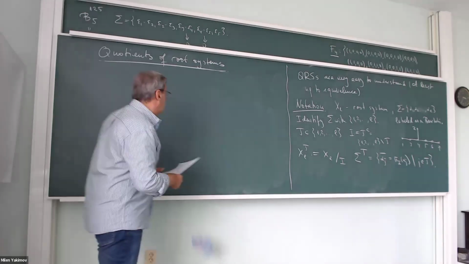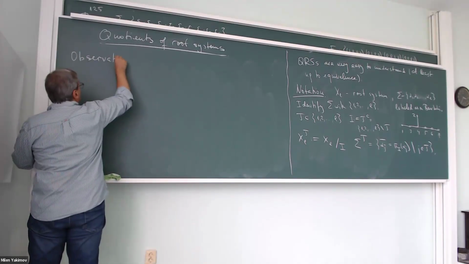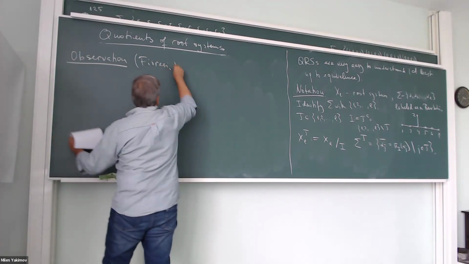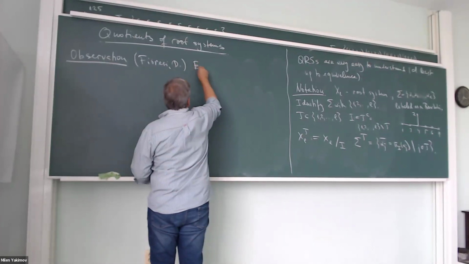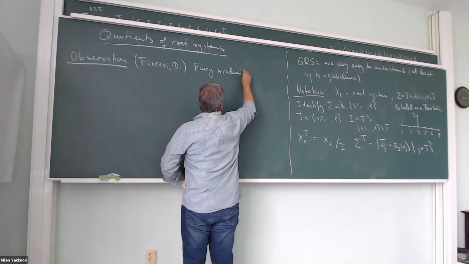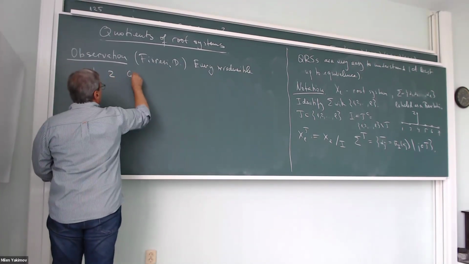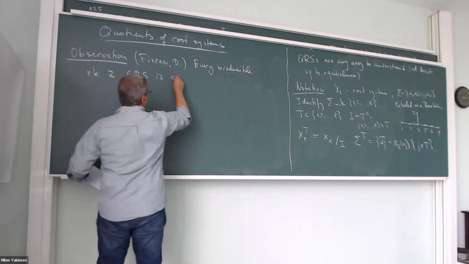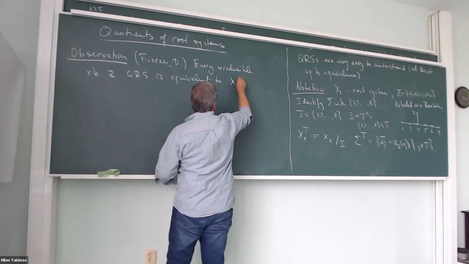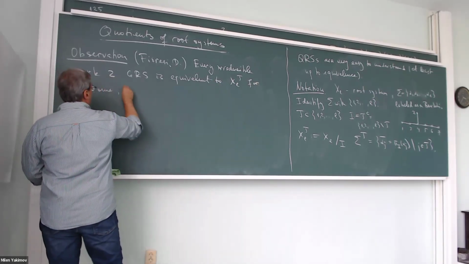So, Rita and I made an observation: that every irreducible rank 2 generalized root system is equivalent to a quotient of a root system.